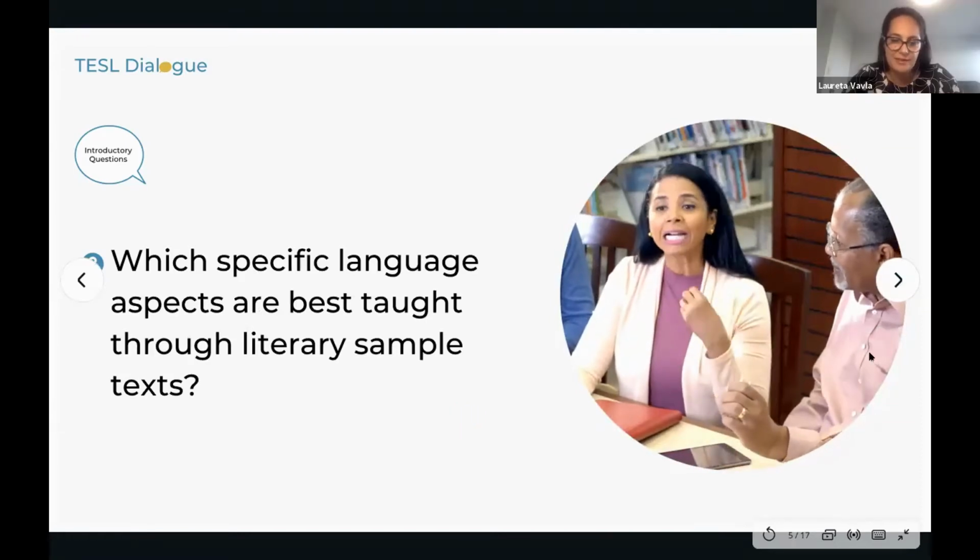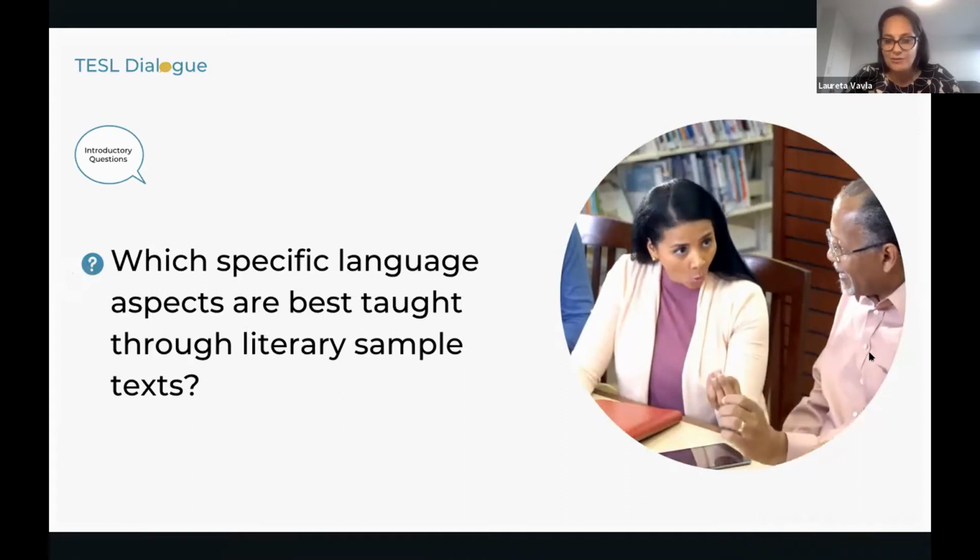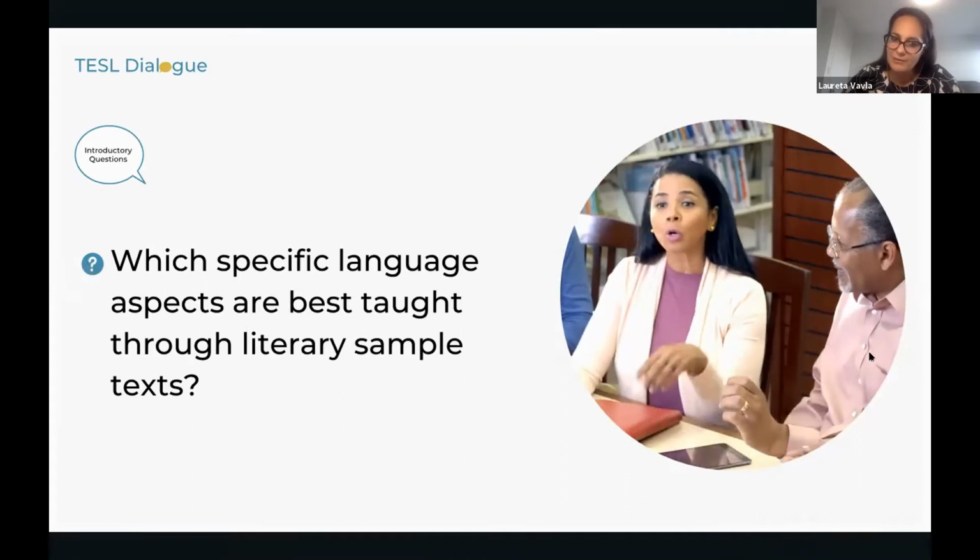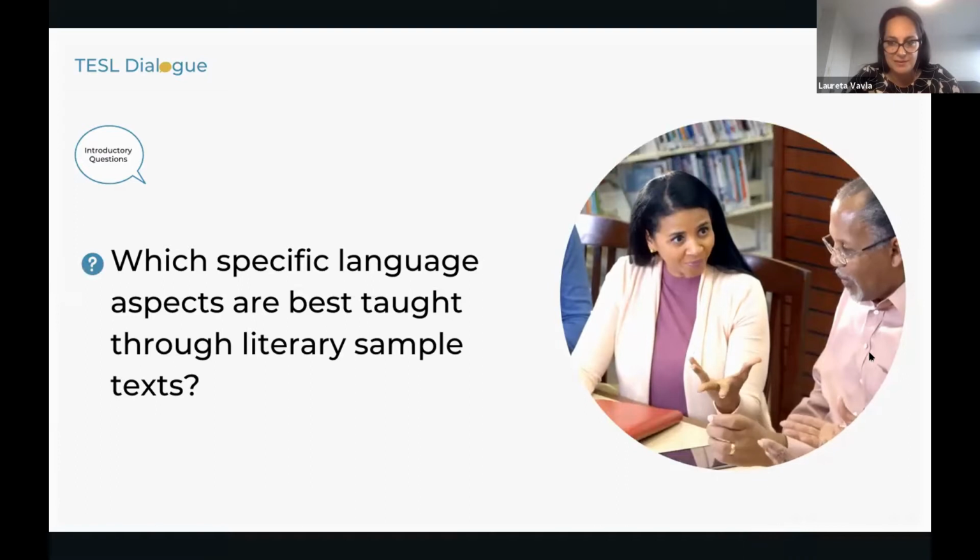Which specific language aspects are best taught through literary sample texts? So what are those aspects that could be specifically taught through literature?